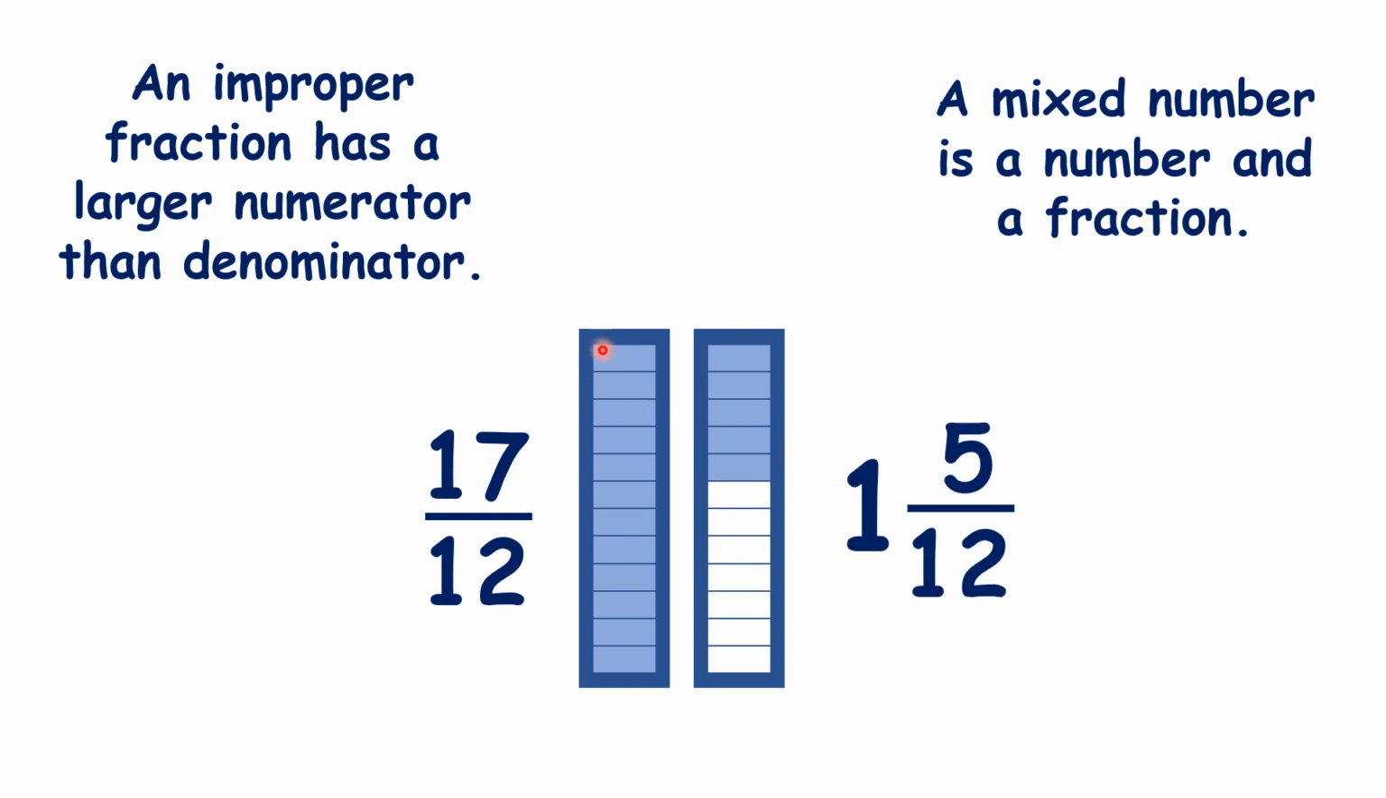Well, we have one whole rectangle and 5/12 of another rectangle, so we have 1 and 5/12. And you might notice that though improper fractions and mixed numbers are different, the denominator is the same in both.